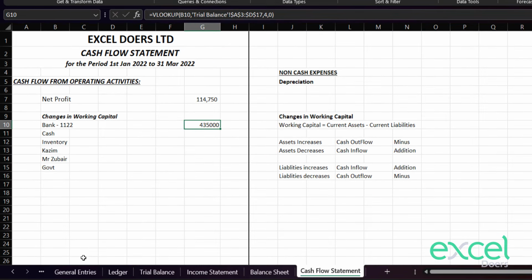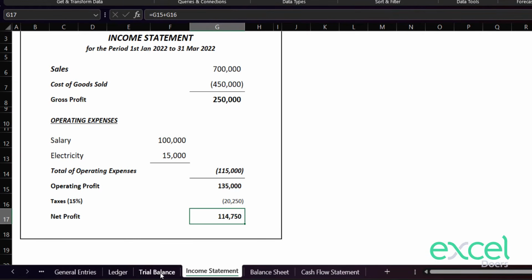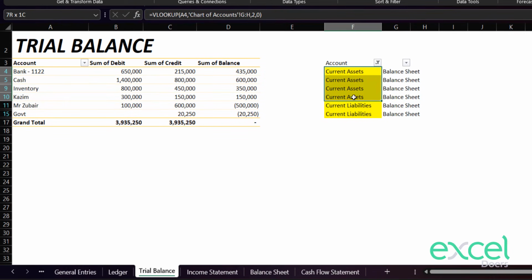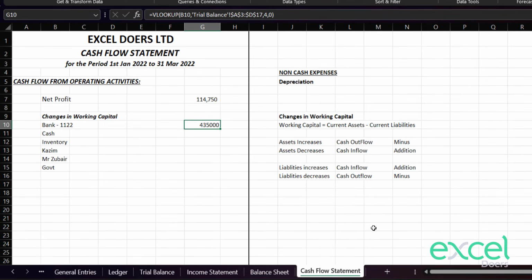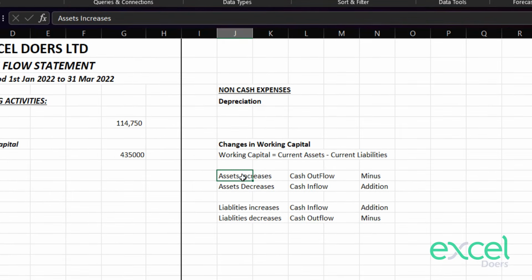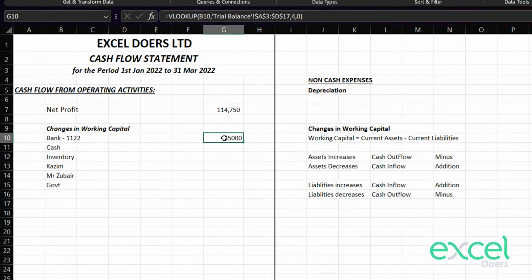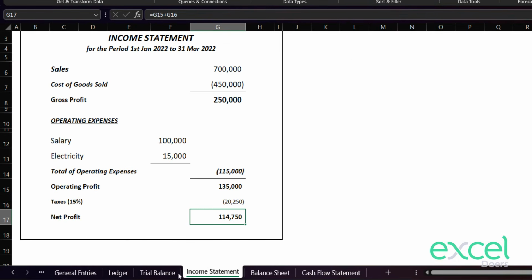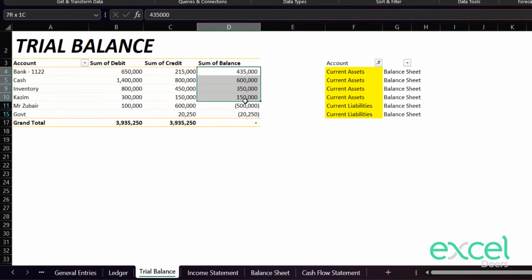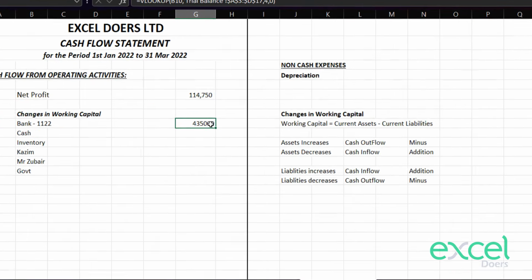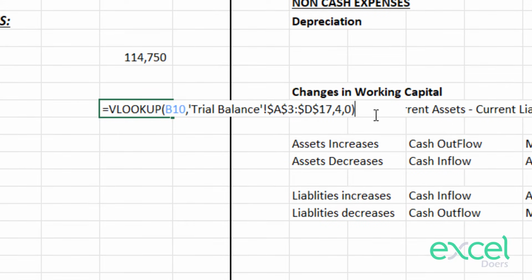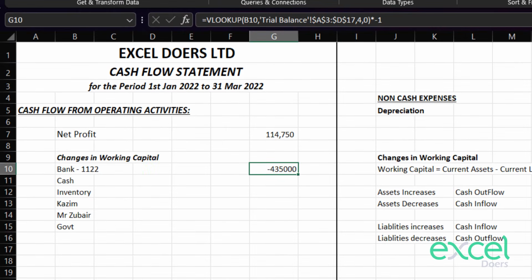Please remember, if I come here, they are all assets. These assets have been increased. That means if I look at my cash flow statement with asset increase, I have to minus it, not add it, right? But in trial balance, the answer will be in a positive number because they are debit. So in order to minus them, I have to go here and reverse this sign by doing a multiplication with -1.